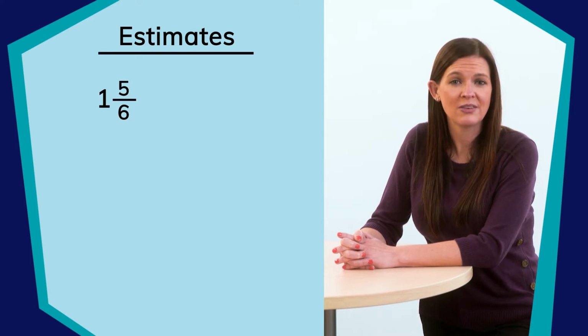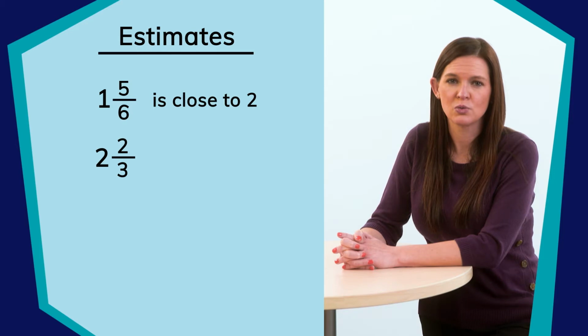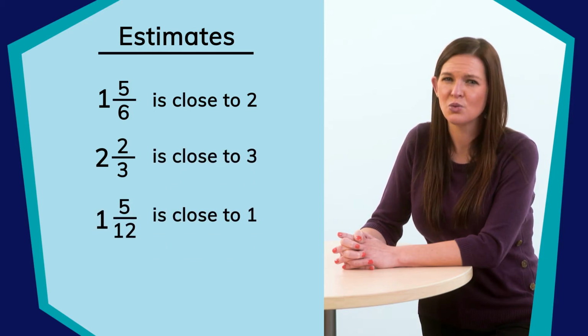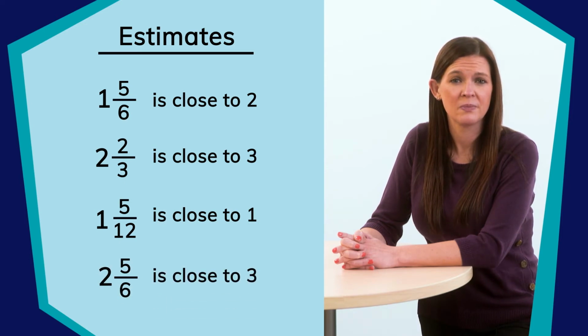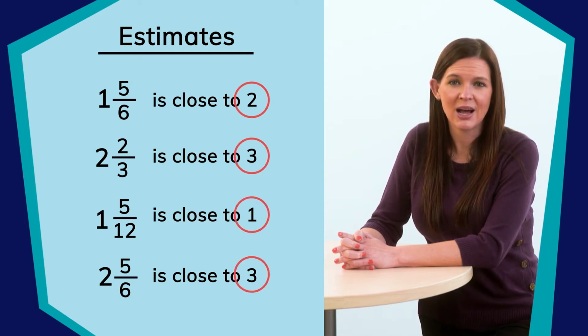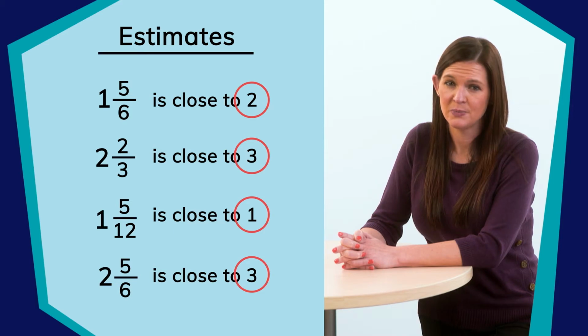So we have 1 5/6, which is close to 2, and 2 2/3, which is close to 3. 1 5/12 is closer to 1 than 2, and 2 5/6 is closer to 3. So let's see, 2 plus 3 plus 1 plus 3. So I estimate that I will need 9 bags of soil.